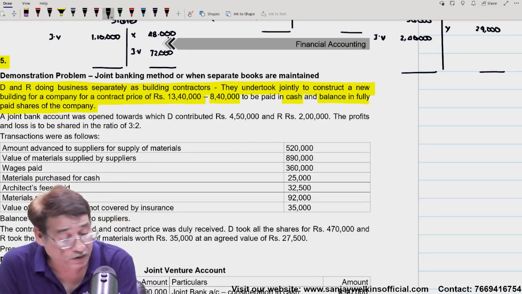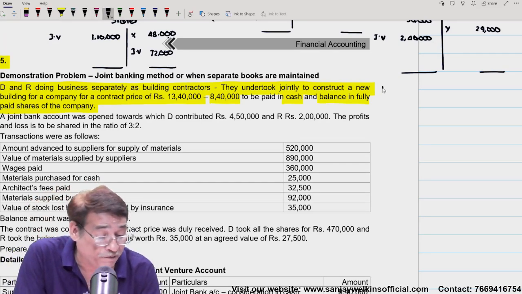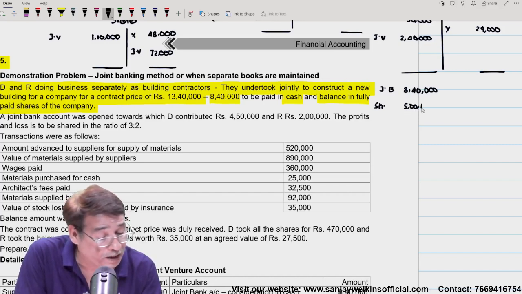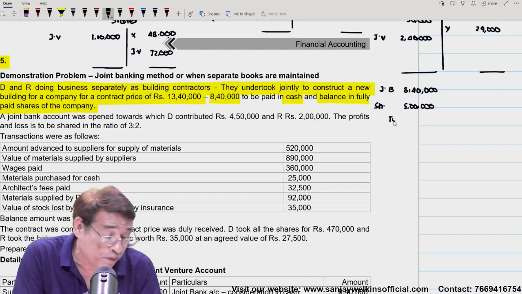So the entry for the same, whenever you are going to receive, will be joint bank account debit 8,40,000. This is the amount you are going to receive in cash. And shares, you are going to receive the balance amount in shares, that is 5 lakh balance amount, and to joint bank. This will be the entry for receipt of contract price whenever you are going to receive.